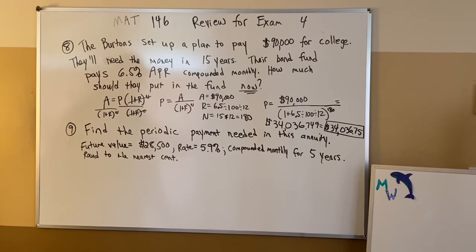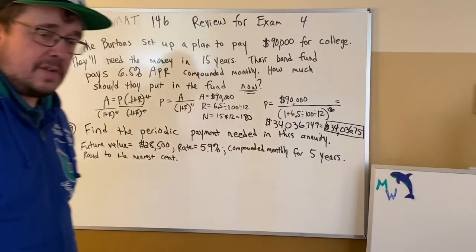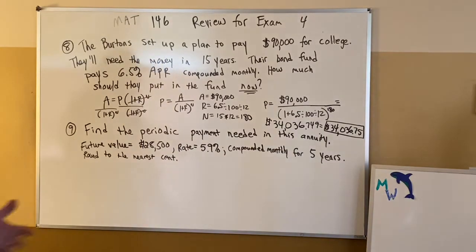Find the periodic payment needed in this annuity. I see a periodic payment, which means multiple payments are going in over a certain period. They're going to keep making payments into this annuity. So this is an annuity problem, putting money in multiple times.